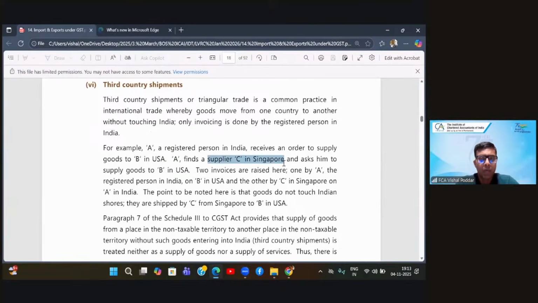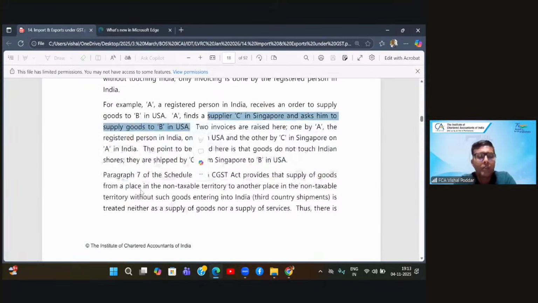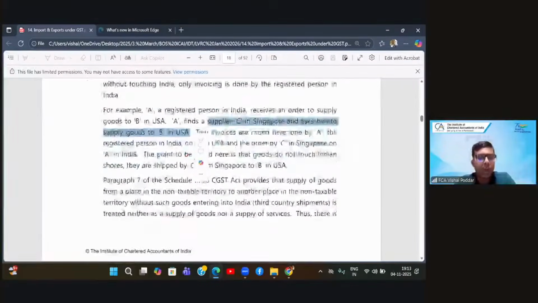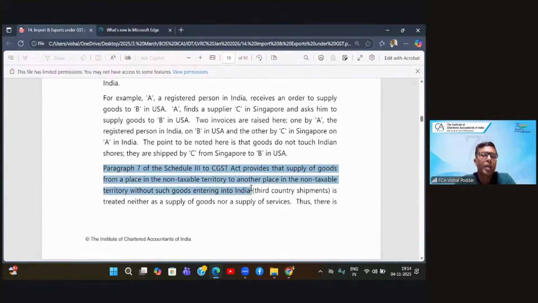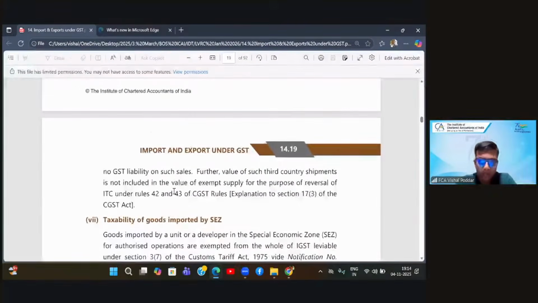let us say in this example, a supplier in Singapore, is directly sending goods to the buyer who is in the US, and I am the in-between connecting party in India. In such a case, this transaction is a third country shipment, or I call it an out and out transaction. This is covered in para 7 of Schedule 3, because of which it is considered neither supply of goods nor supply of service, and hence no GST implication.